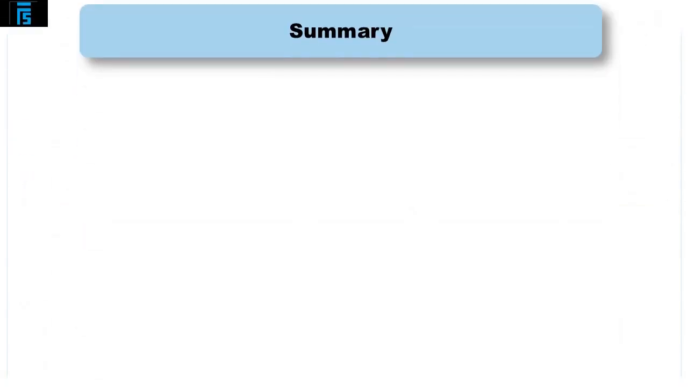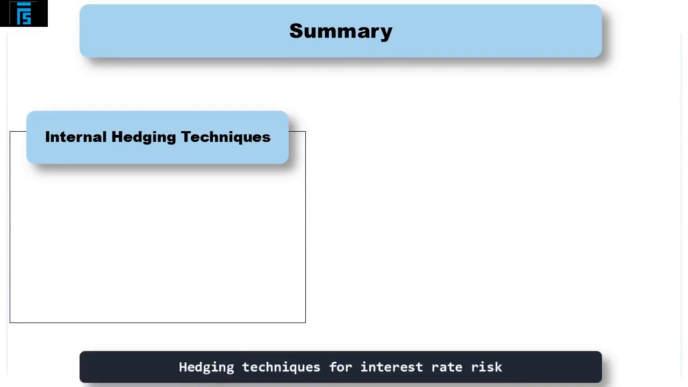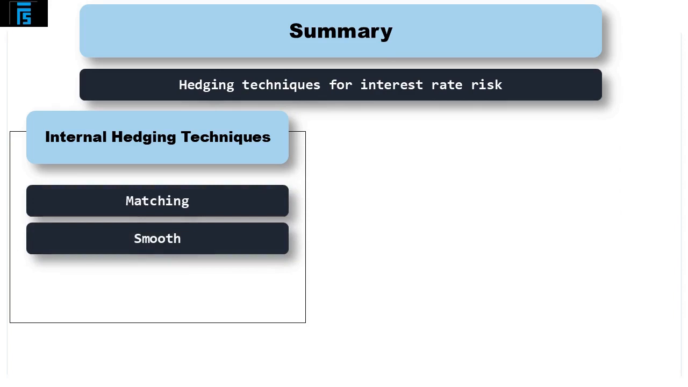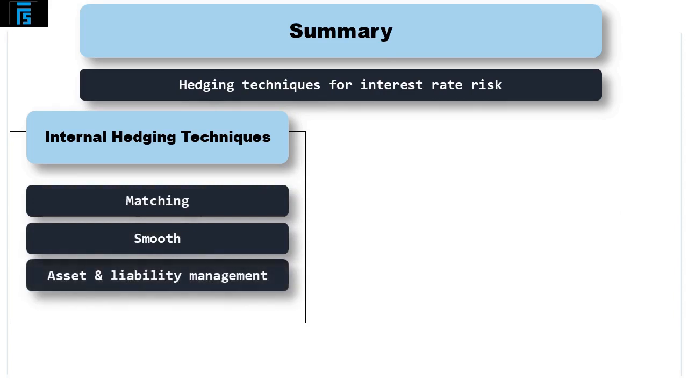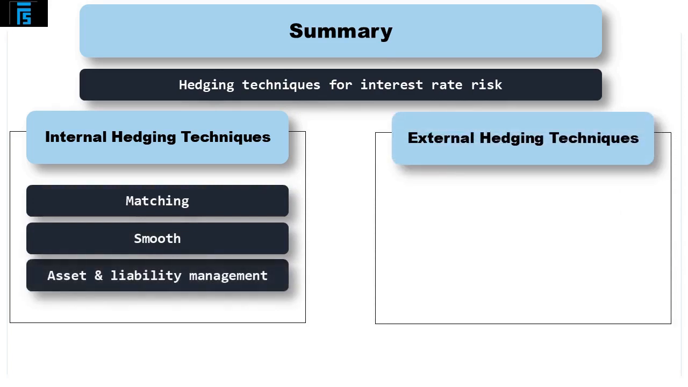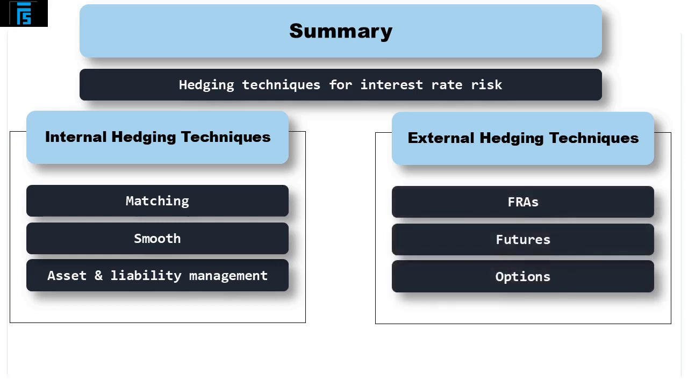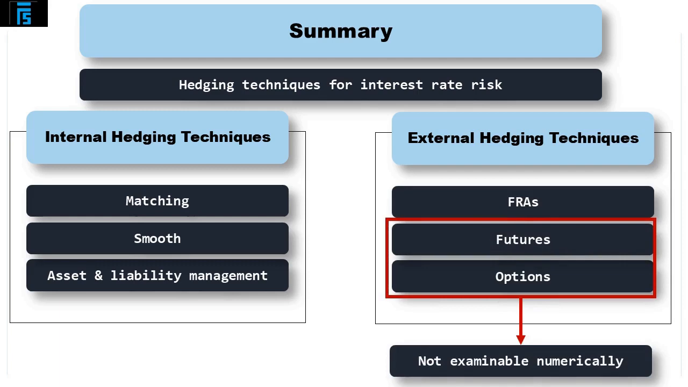In summary, internal hedging techniques can be used to mitigate interest rate risk, such as matching, smoothing, and asset and liability management. External techniques can also be used, forward rate agreements and futures and options. Remember, in your exam, futures and options are not examinable numerically.